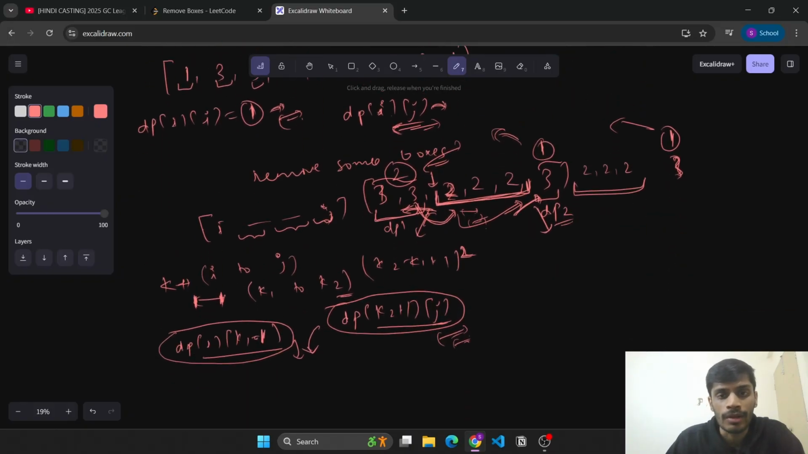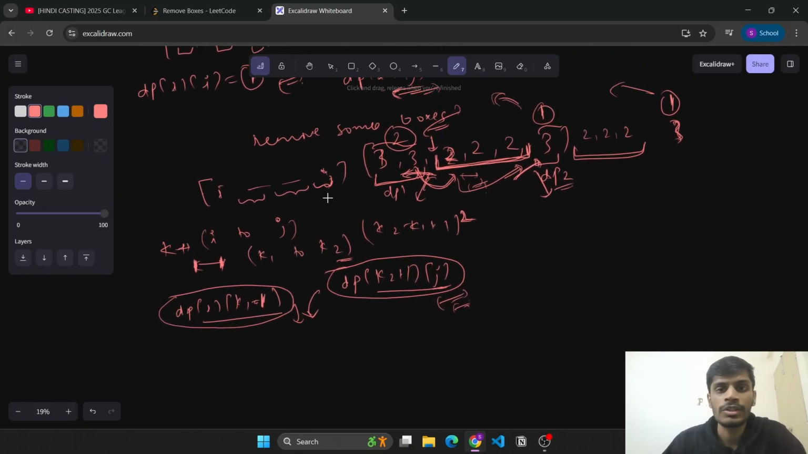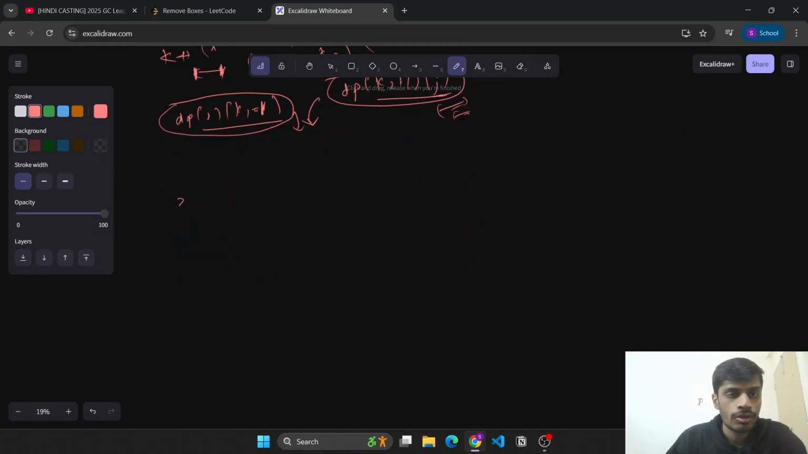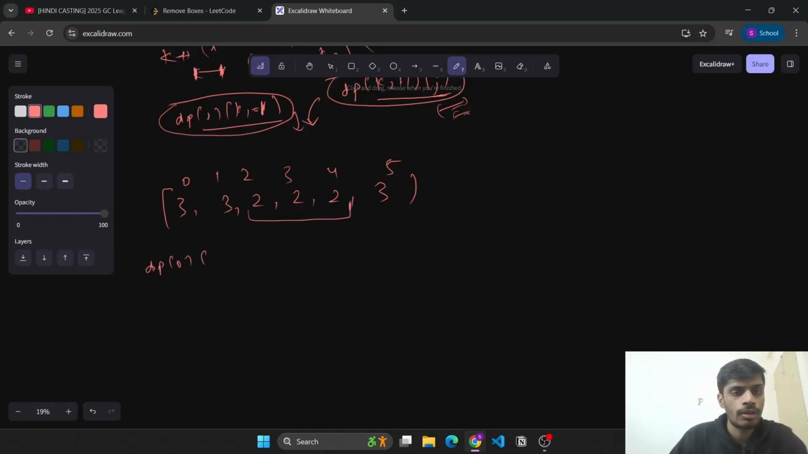So what is the problem here? The problem is that once we removed this 2 to 2, we wanted to solve, so let me write it again. Suppose this was the problem, 3 3 2 2 2 and 3. Indexes are 0 1 2 3 4 5. Suppose you removed this thing. Now you call DP of 0 till 1 and DP of 5 till 5, and you increased the score by plus 9, length 3 times 3.